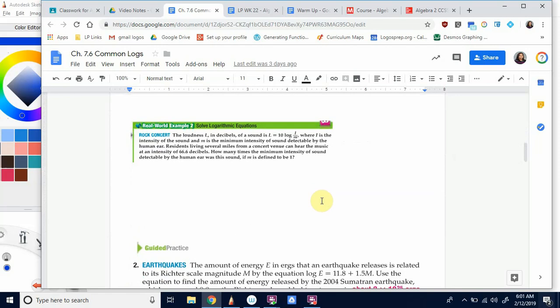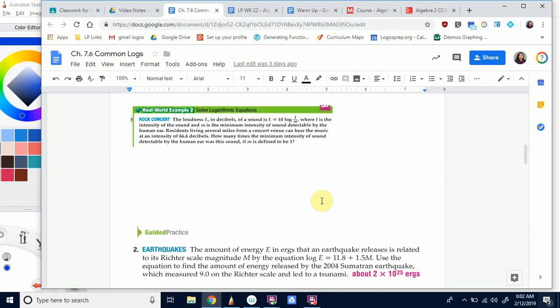So look at example 2. It says a loudness L in decibels of a sound is L equals 10 log I over m, where I is the intensity of the sound, of course, physics problems, and m is the minimum intensity of sound detectable by the human ear. It says residents living several miles from a concert venue can hear the music at an intensity of 66.6 decibels. How many times the minimum intensity of sound detectable by the human ear was this sound, if m is defined to be 1? Okay, so how are we going to do this?